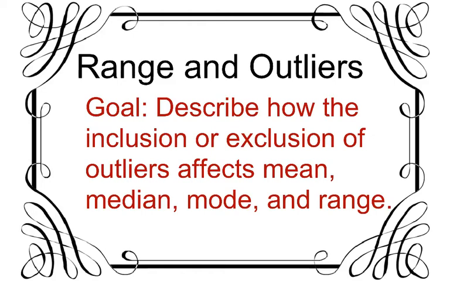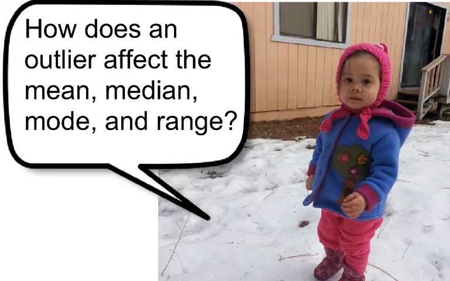Today we're going to be looking at range and outliers. Our goal is to describe how the inclusion or exclusion of outliers affects the mean, median, mode, and range. We're also going to graph these visually. So how does an outlier affect mean, median, mode, and range of a data set?